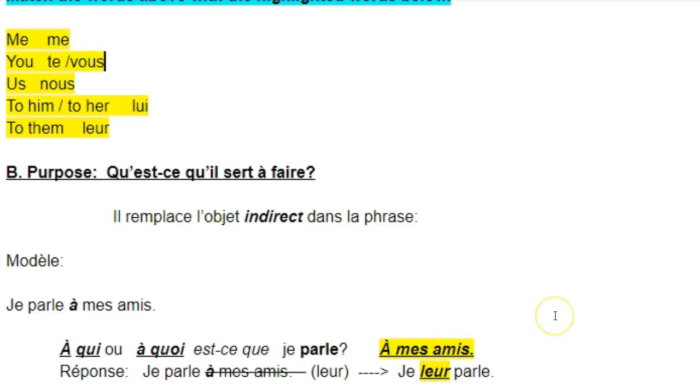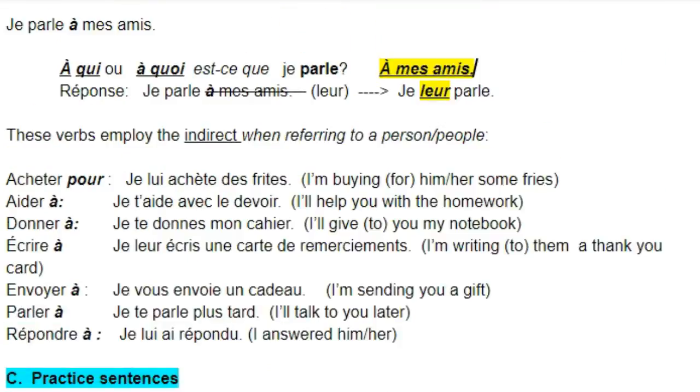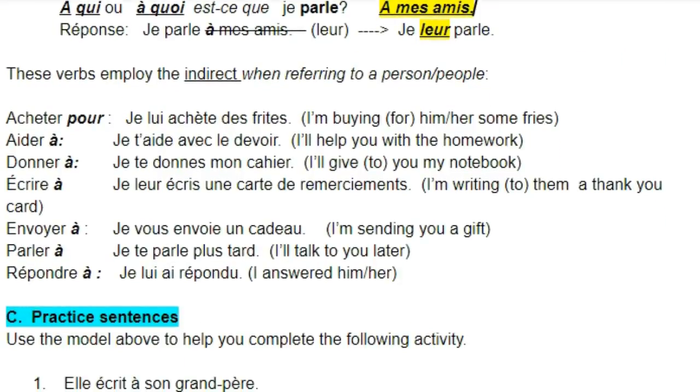And just like with the direct object, the indirect object pronoun goes in the same location when you substitute out the indirect object and replace it with the pronoun. Je leur parle. The only difference between the direct and the indirect is the indirect always refers to people, a person or some people. It's for whom or to whom something is done.